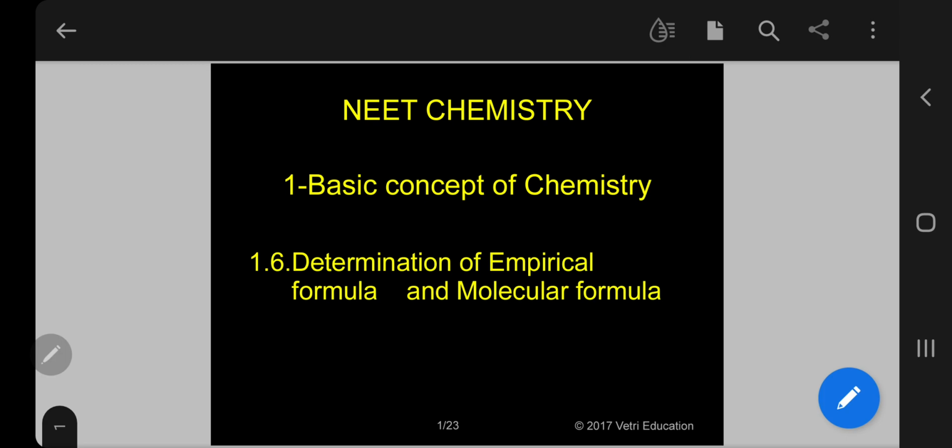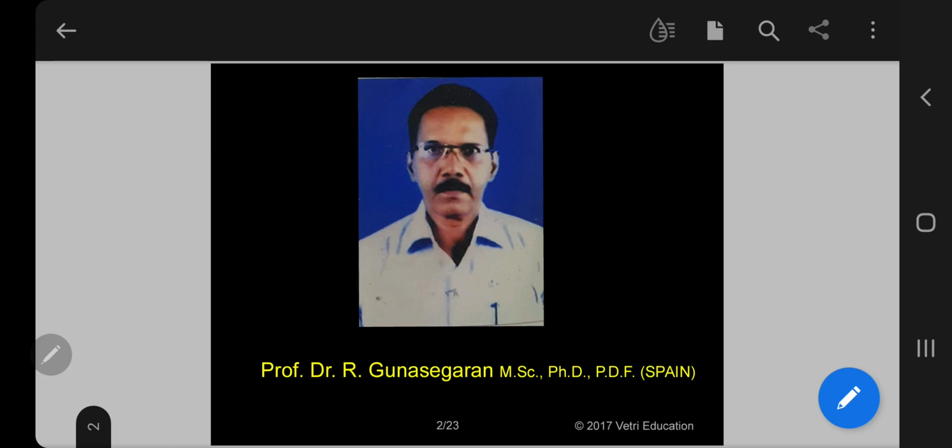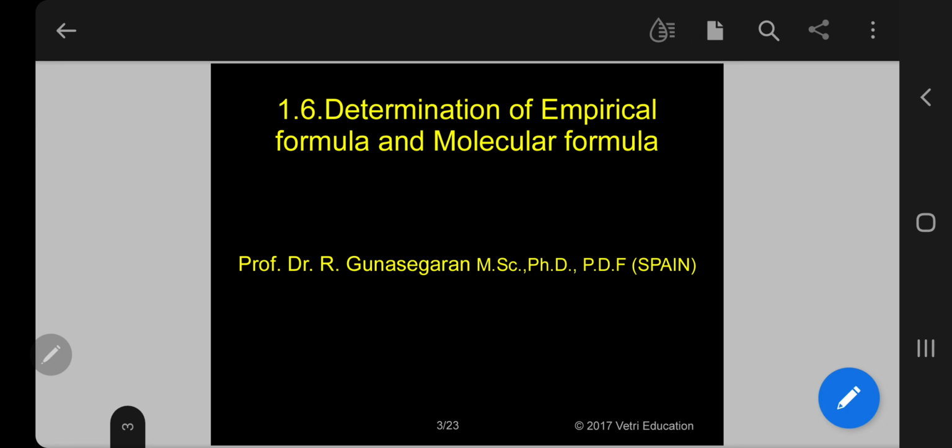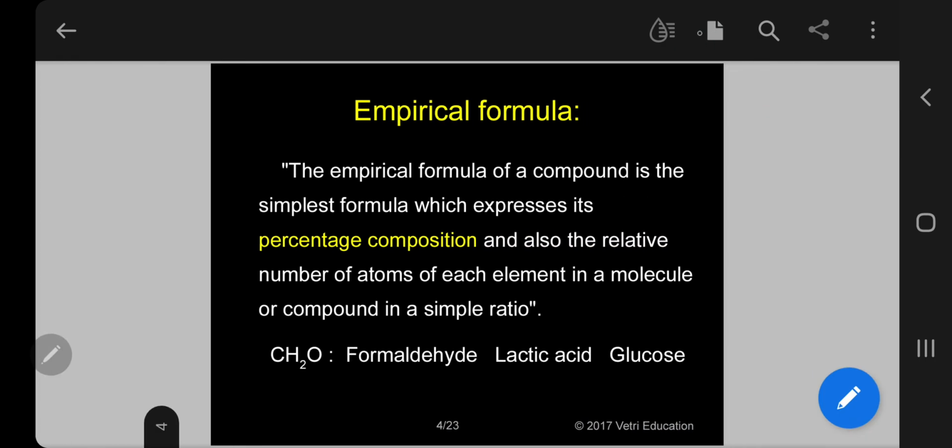Today I am going to discuss the determination of empirical formula and molecular formula. I am Dr. Gunasekharan, Professor of Chemistry. So, determination of empirical formula and molecular formula we are going to discuss. First, let me discuss empirical formula.